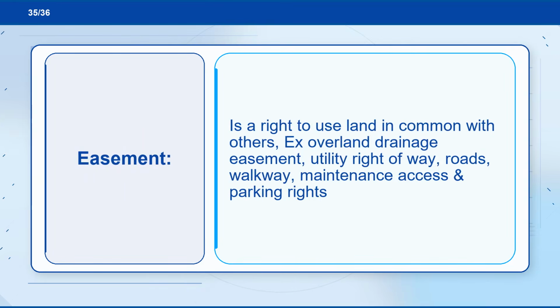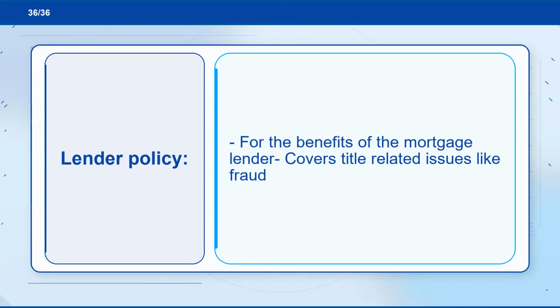Flashcard 35. Term, easement. Definition: is a right to use land in common with others. Examples: overland drainage easement, utility right-of-way, roads, walkway, maintenance access and parking rights. Flashcard 36. Term, lender policy. Definition: for the benefit of the mortgage lender, covers title-related issues like fraud.